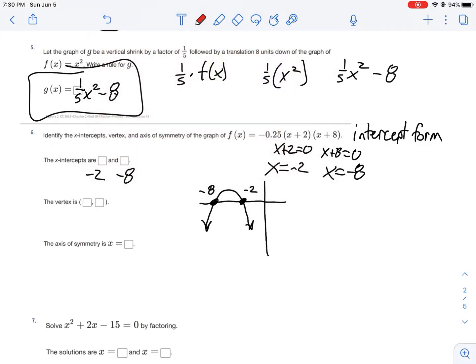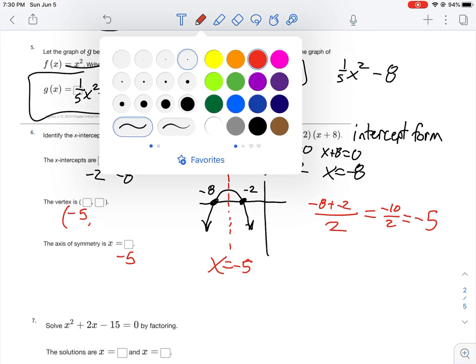The axis of symmetry goes directly through the middle, which means we average the x-intercepts. Negative 8 plus negative 2 divided by 2. This is negative 10 divided by 2. This is negative 5. Axis of symmetry, x equals negative 5. Also, x coordinate of our vertex. Y coordinate, we need to plug it in.